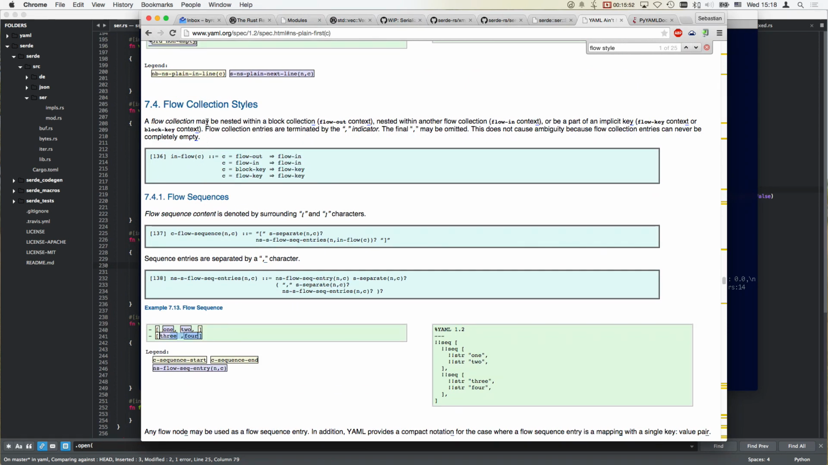A flow collection may be nested within a block collection, nested within another flow collection, or be part of an implicit flow key, implicit key, flow key context, or block key context. Flow collection entries are terminated by the comma indicator. The final comma might be omitted. This does not cause ambiguity because flow collection entries can never be completely empty.